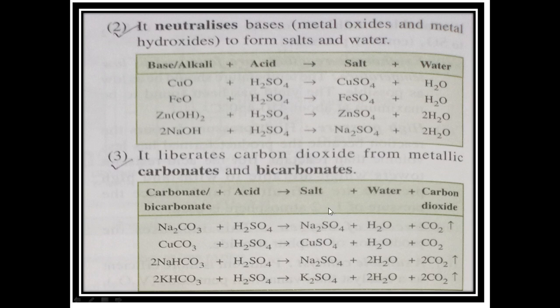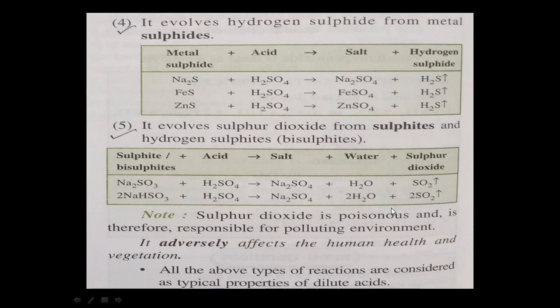And what is the result? All the metal sulfates and water and carbon dioxide will be released. And then when dilute sulfuric acid combines with metal sulfide, it gives metal sulfates plus hydrogen sulfide. So whenever sulfide combines with acid, it gives hydrogen sulfide as one of the gases.